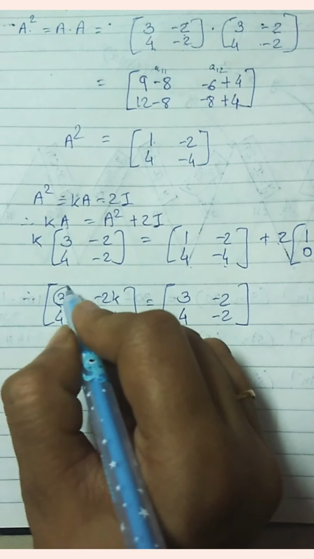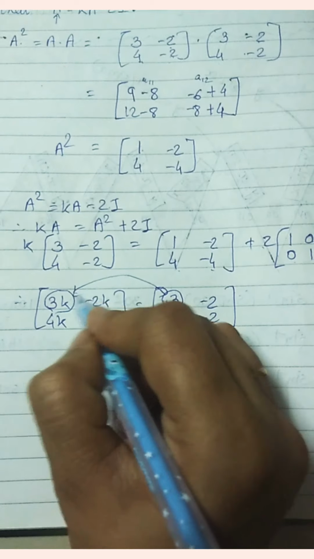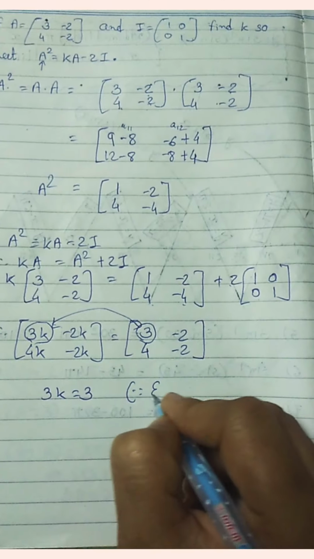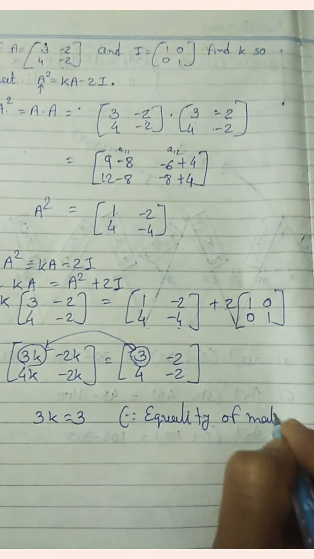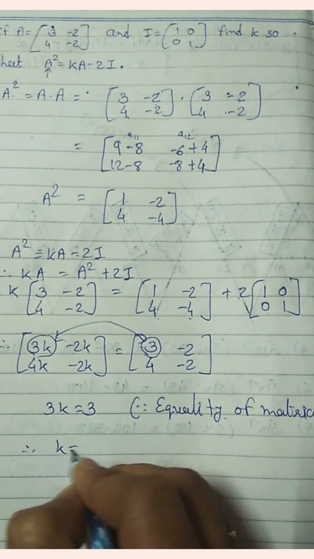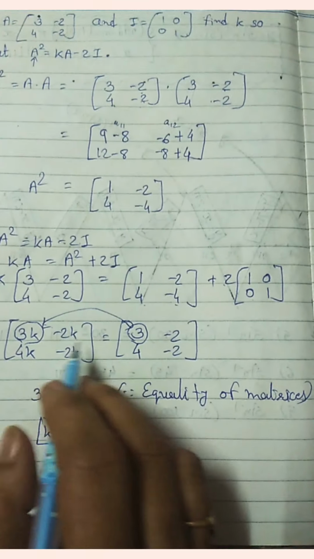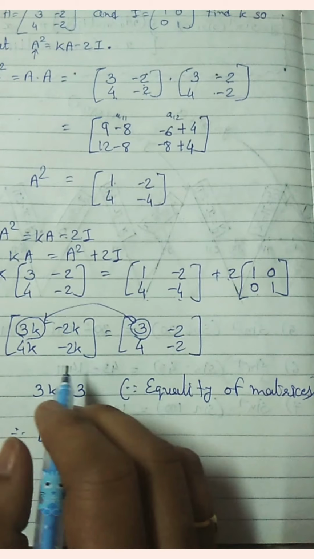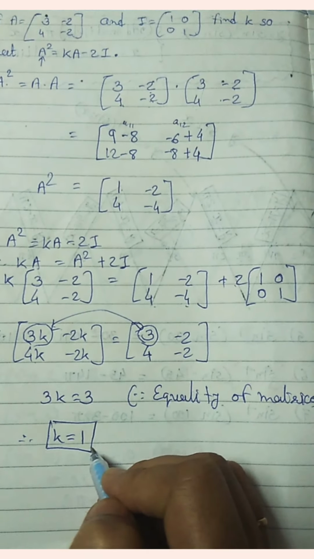Suppose I am comparing this element A11. Okay, so what is from this? I have 3k is equal to 3. I am getting this result because of equality of matrices. So simply you find the value of k, that is 1. You can take any other member. Minus 2k is equal to minus 2, again you will get k equal to 1. 4k equal to 4, you will get k equal to 1.